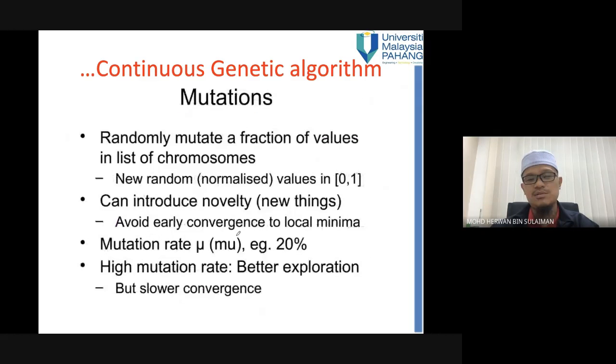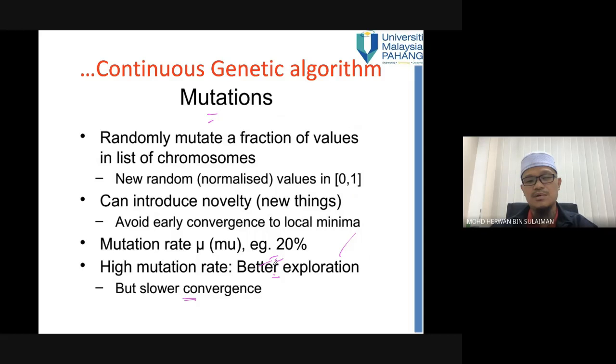Then we move to the mutations. Similar to the binary algorithm, you simply select which components at each chromosome to change and give them new values. We want to avoid local minima. Let's say we have a mutation rate of 20%. A high mutation rate gives better exploration but slow convergence, because your results will be quite messy, as they jump out of the local optima.